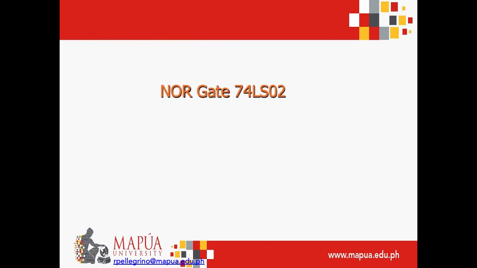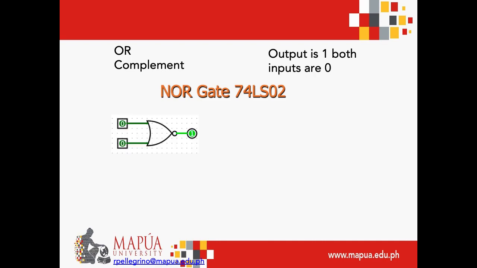So we have here the NOR gate, 74LS02. It is the complement of the OR gate, and the output is 1 if both inputs are 0. So we have here the symbol of the OR gate, with inputs 0 or 0, and then complemented.